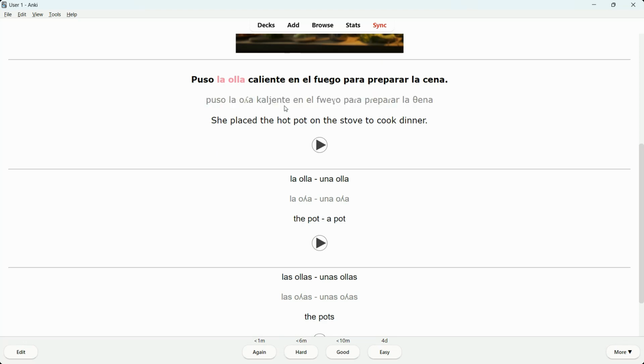Over here, we have the IPA notation. This will help you better pronounce the Spanish sentences. And over here, we have the English translation. If you click on this, we can hear the audio. Puso la olla caliente en el fuego para preparar la cena.